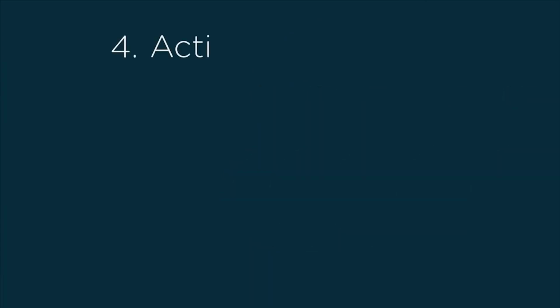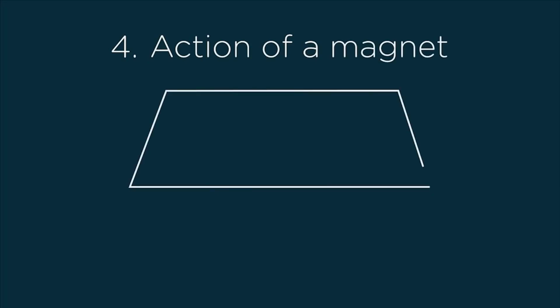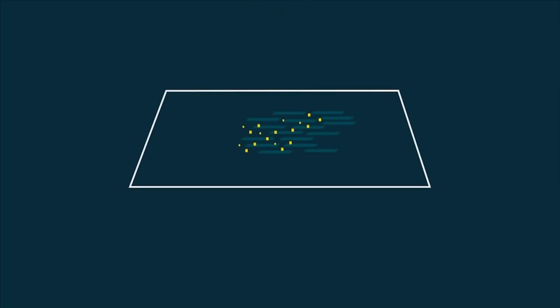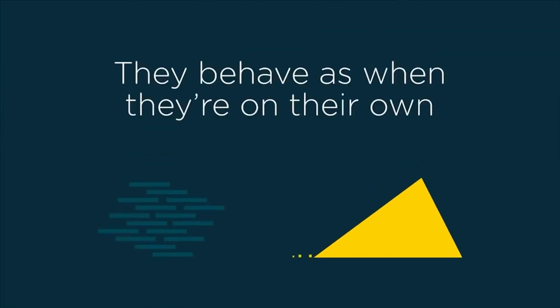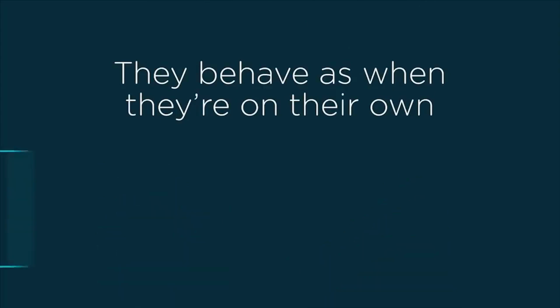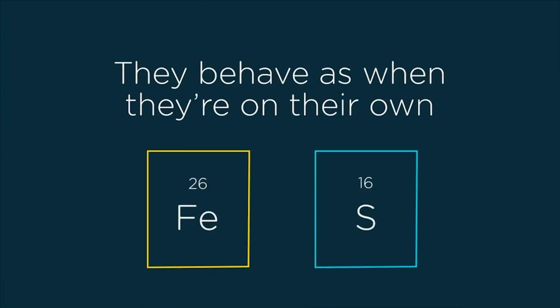Test 4. Action of a magnet. As the magnet is moved underneath the paper, you will see the iron is attracted, but the sulfur is not. The iron and sulfur can be separated, illustrating the fact that the components of a mixture can easily be separated by physical means. From the above, it can be seen that the components of the mixture behave as when they are on their own. That is, they retain their separate identities.